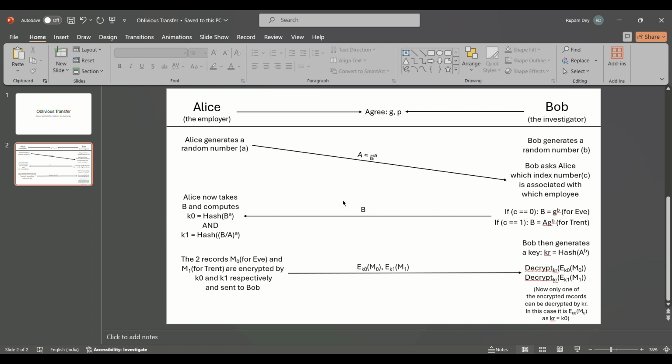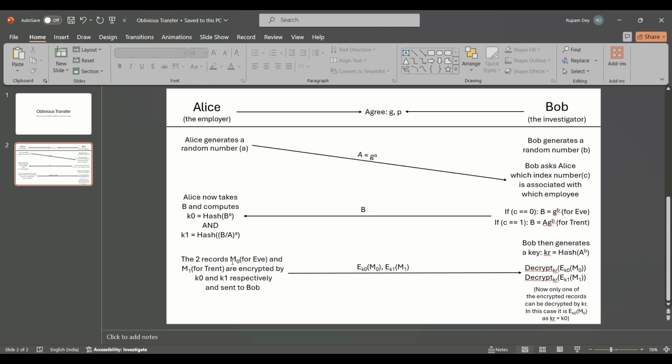So Alice now takes B and computes K0 equal to hash of capital B to the power small a, and K1 equal to hash of capital B by capital A whole to the power small a. Bob then generates a key Kr equal to hash of capital A to the power small b. Now we notice that K0 and Kr are equal in this case, as we are working with C equal to 0. They are both equal to G to the power ab.